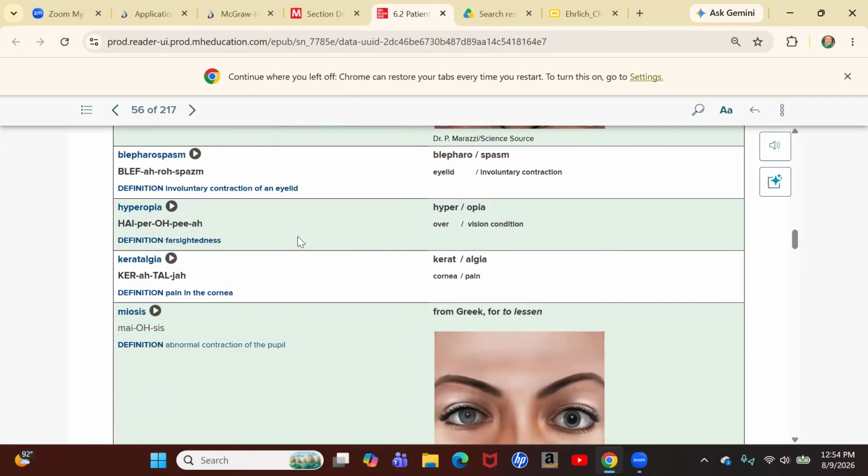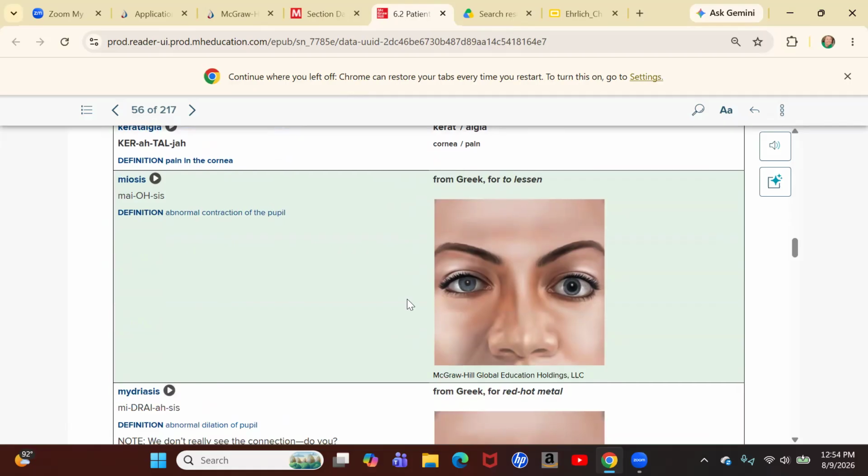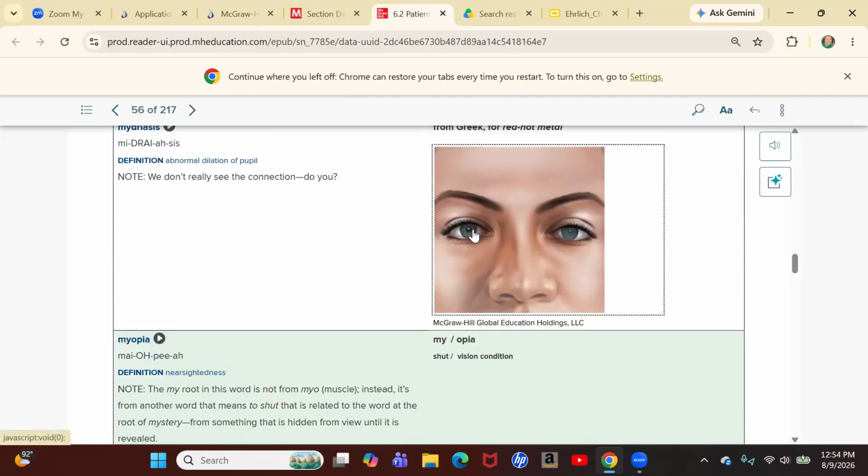And we've talked about hyperopia, keratalgia. This is pain of the cornea. Remember, kerato means cornea, algia meaning pain. Miosis here, abnormal contraction of the pupil, usually due to some kind of nerve damage, brain issue. It is the brain that controls the pupil and the muscles of the iris, and they are supposed to be similar and consistent. And here in this condition, they are not.